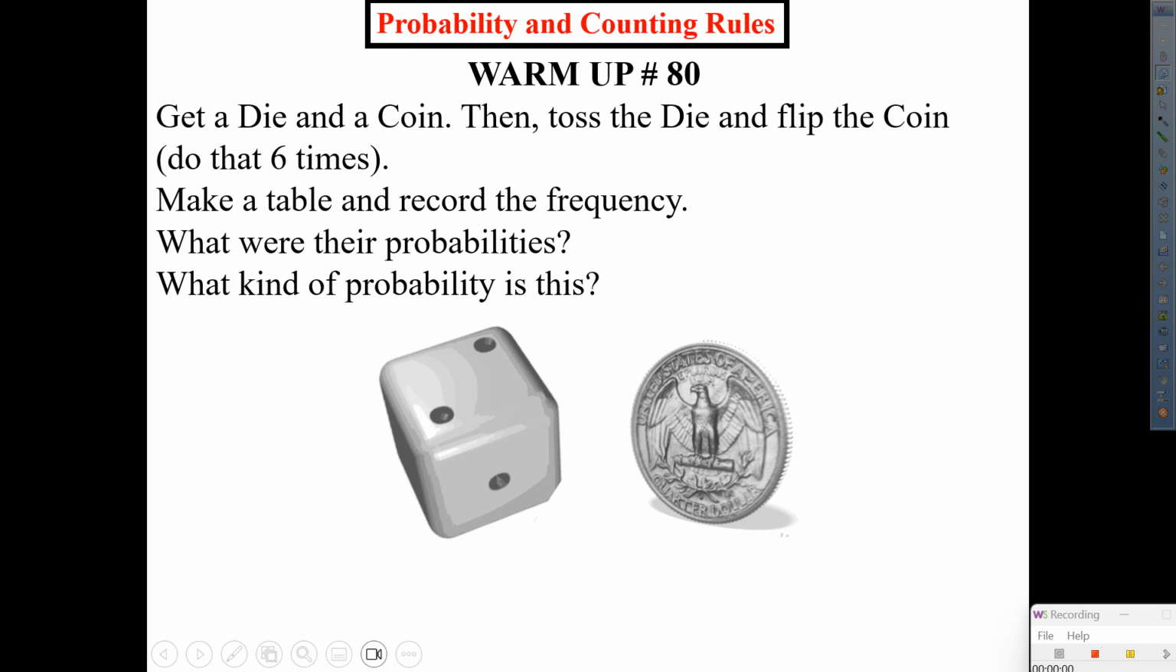So die, they're over here. If you need a coin, I have some coins right here on the desk. Come get one. And, yeah, let's get started. Go.